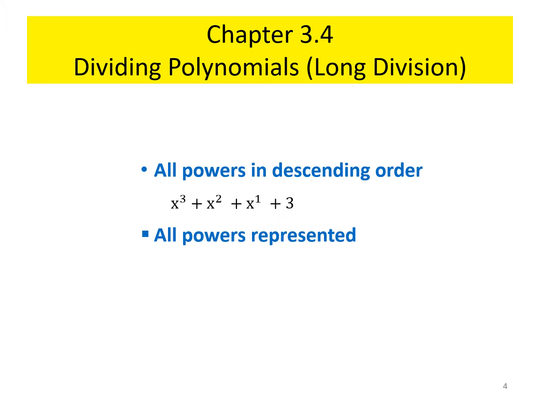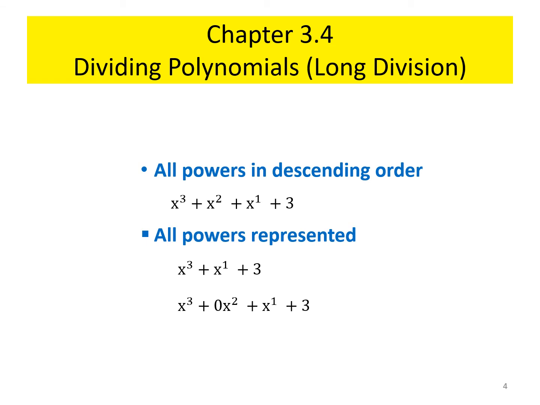The second thing we have to do is make sure that all our powers are represented. And what does that mean? Well, take a look here. We have x cubed and x raised to the first and then the constant. We're missing in between here the x raised to the second power. So we're going to add that x squared. Since it really doesn't exist, we're going to make the coefficient 0, because 0 times x squared will make that term disappear. So now we have everything in the correct order and represented.